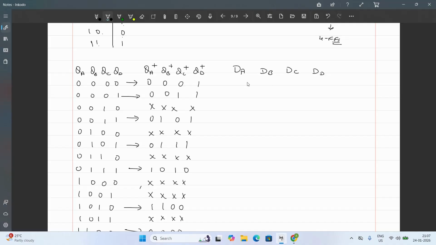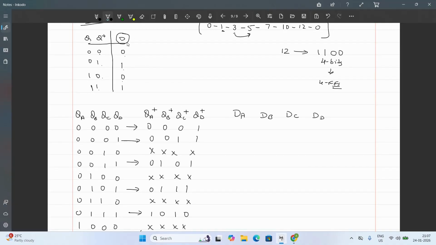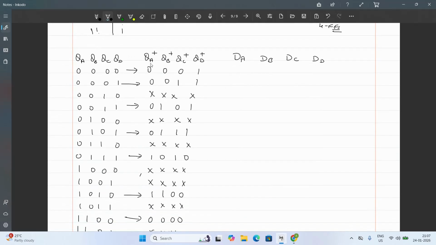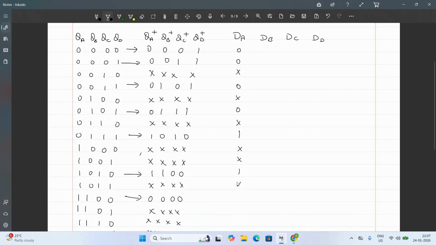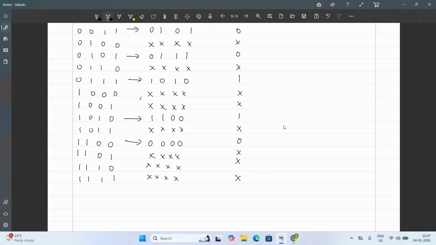So now coming to the output D value. What is the D value equal to? It is exactly same as your next state value. Okay, just copy the same next state column to the D column. So DA will be same as QA plus. Whatever is there in QA plus, you copy it and write it in the DA table. DA X, then you have 0, X, 0, X, 1, X, X, 1, X, 0, X, X, and X.